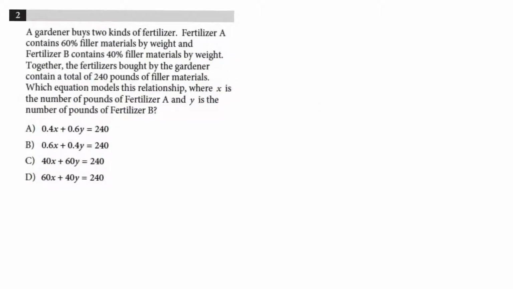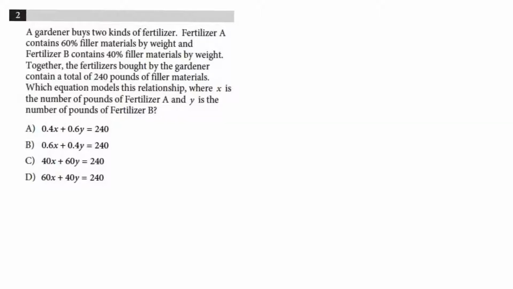Okay, number 2. A gardener buys 2 kinds of fertilizer. Fertilizer A contains 60% filler materials by weight, and fertilizer B contains 40% filler materials by weight. Together, the fertilizers bought by the gardener contain a total of 240 pounds of filler materials. Which equation models this relationship, where x is the number of pounds of fertilizer A and y is the number of pounds of fertilizer B?